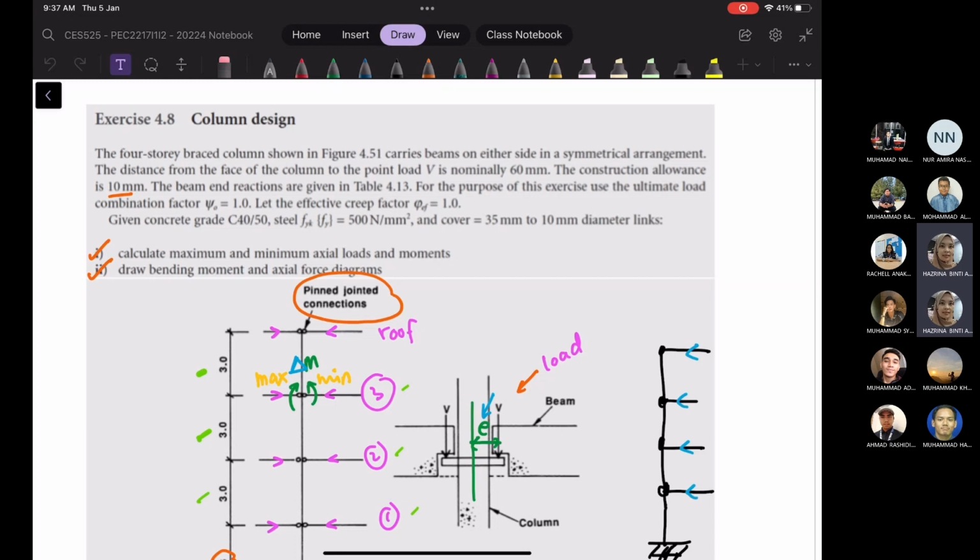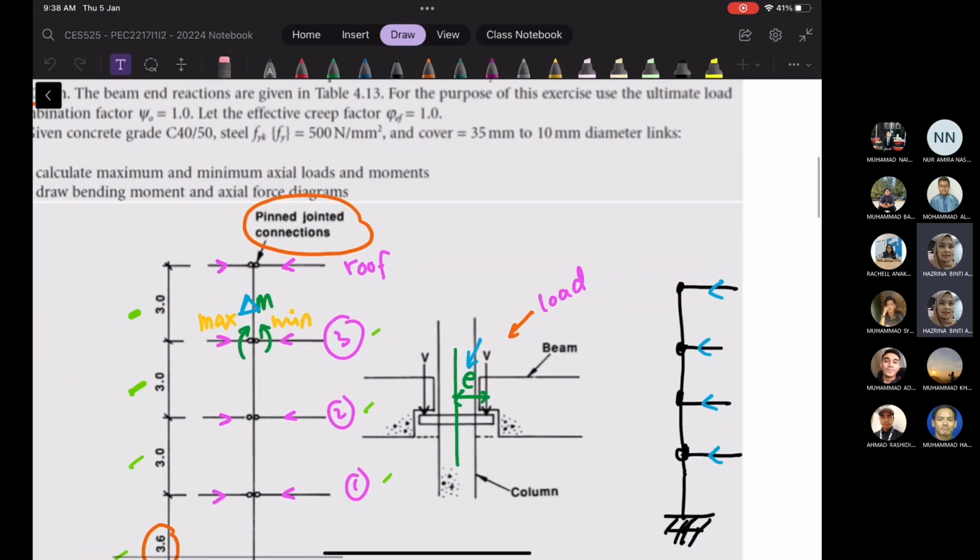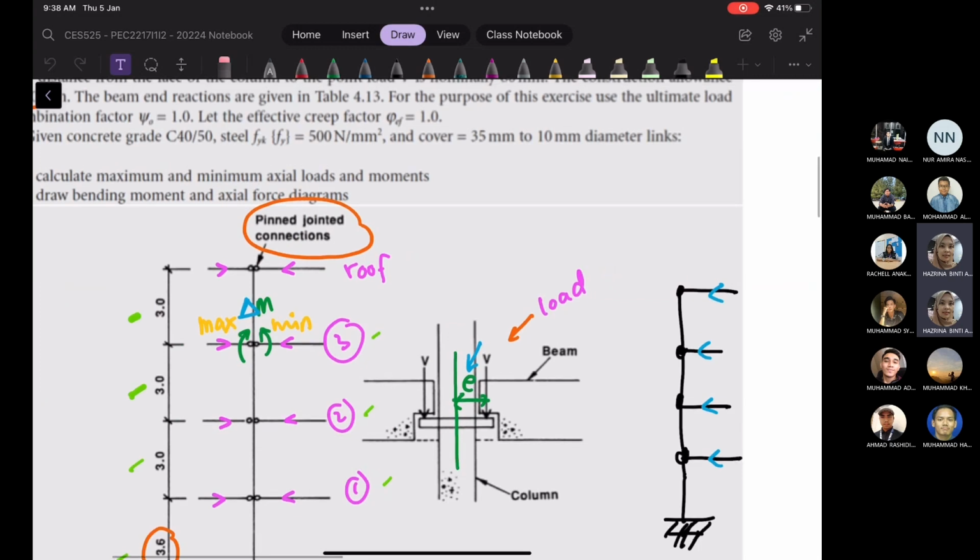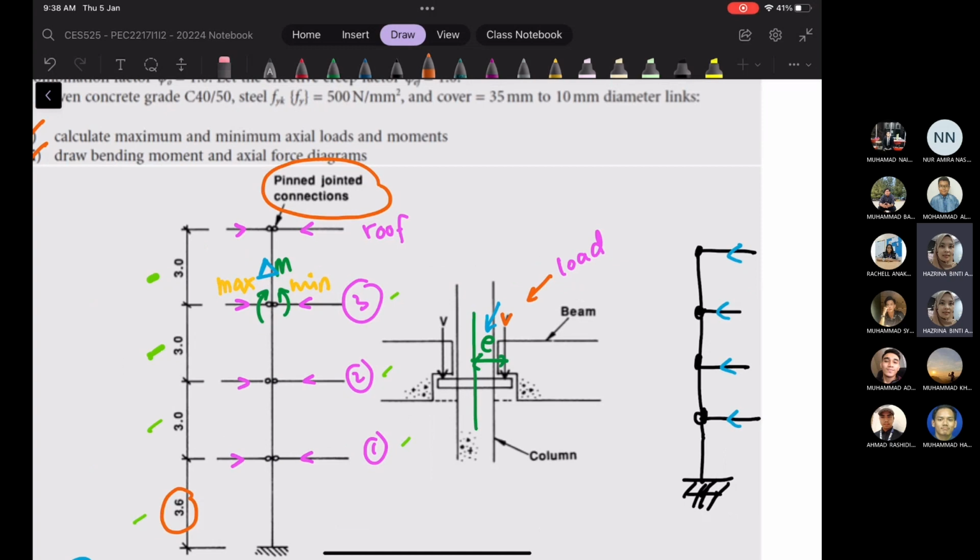right? Okay, so the distance from the face of the column to the point load V is nominally 60 mm. Right, okay, so yang ni adalah dia punya distance of this V, right? So V ni adalah dia punya shear force, right? Okay, so when we have the beam, if you see from this figure, right? So this is the figure where we have the beam that is put into the support of the column, right? Okay, so kita ada V, so V ni adalah dia punya load lah, which comes from the beam.